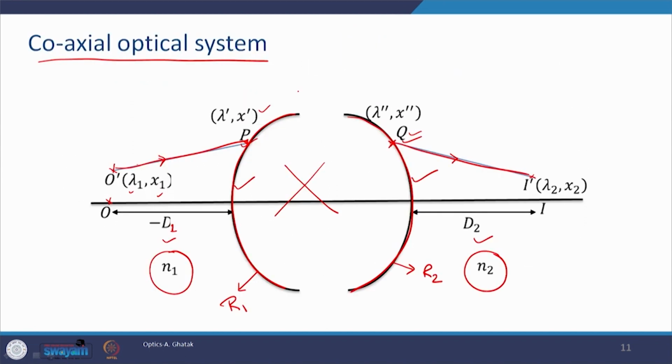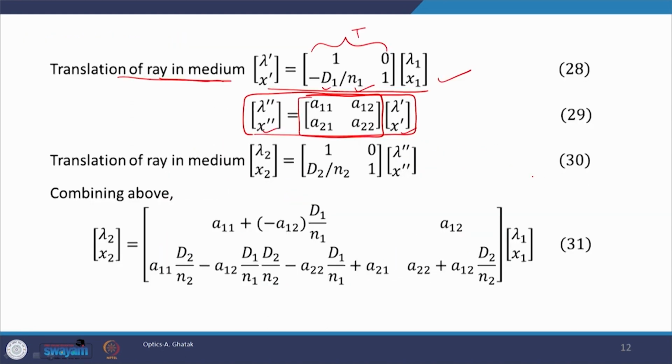Now, for the third case, which is again translation from Q to I prime, we can again write this matrix equation, where the second translation matrix, this T, can be written very easily, where d2 by n2 is nothing but the distance d2 of the image from the right refracting surface, and n2 is the refractive index of the medium which is on the right side of the optical system.